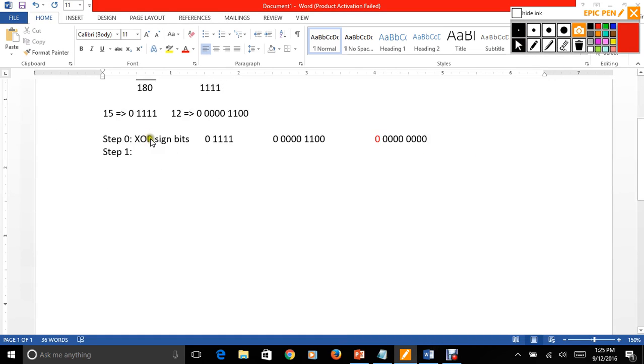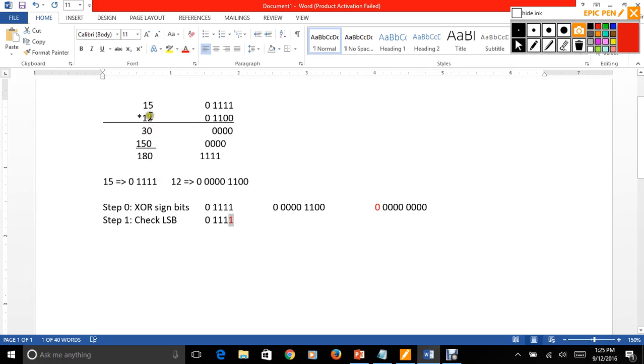So step 1, we're going to check the least significant bit. When I say check LSB, what's actually happening is you check this bit, right? And you're going, okay, this was a 0, which would be 0 times 15. So it'd be 0, and you get 150 there.